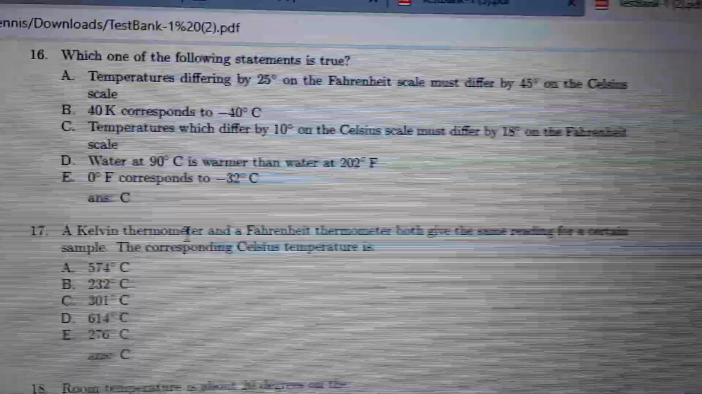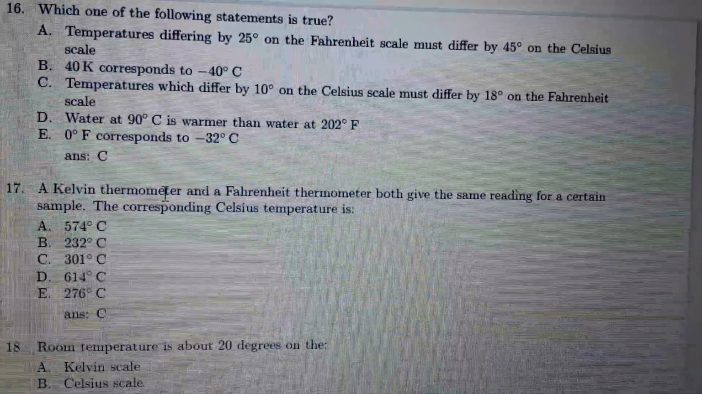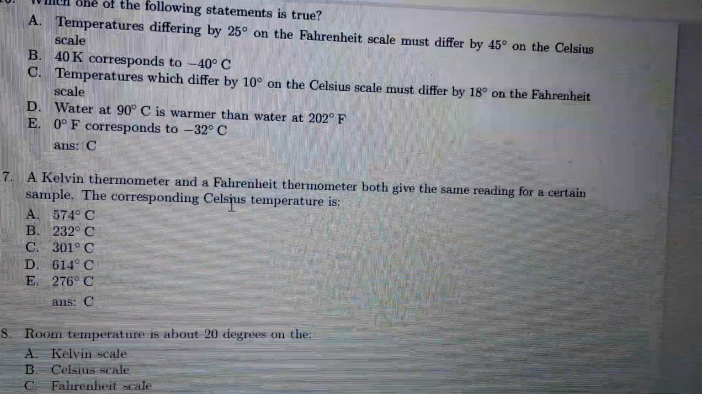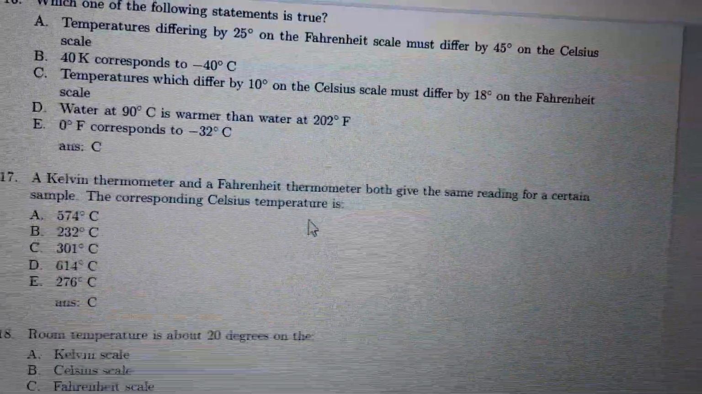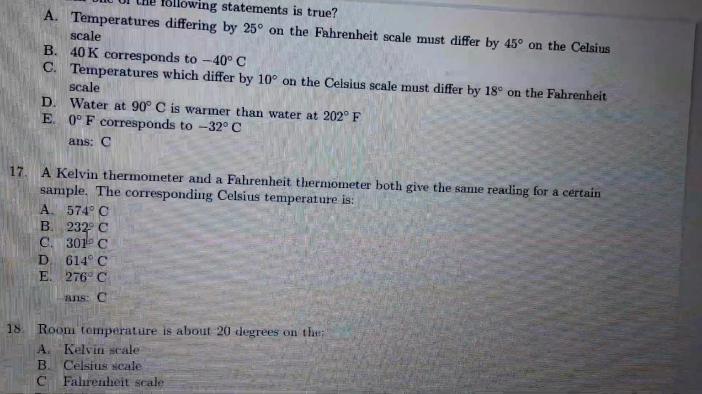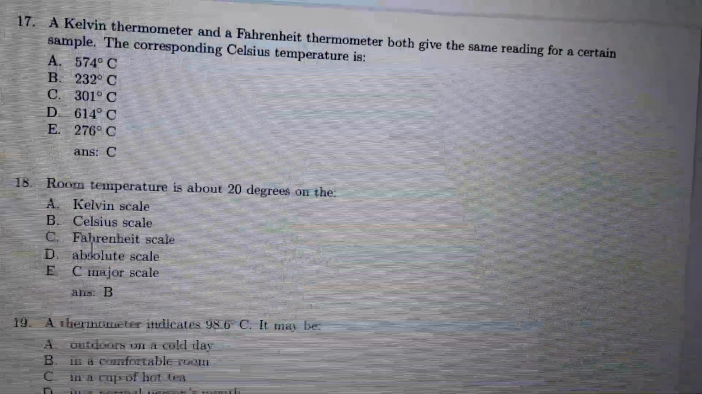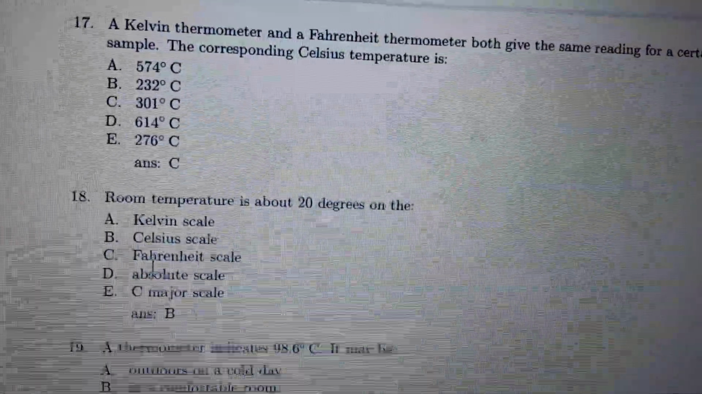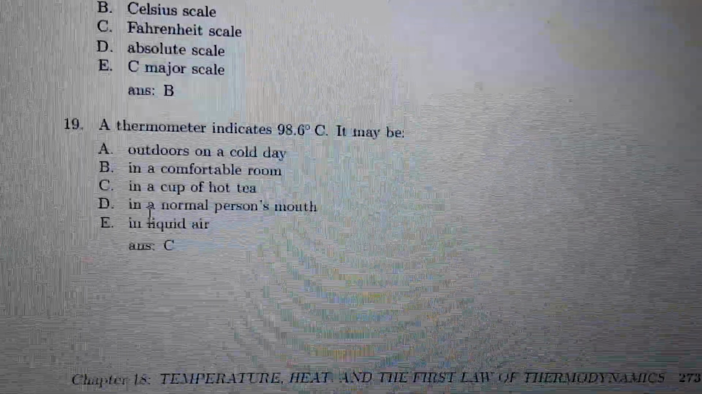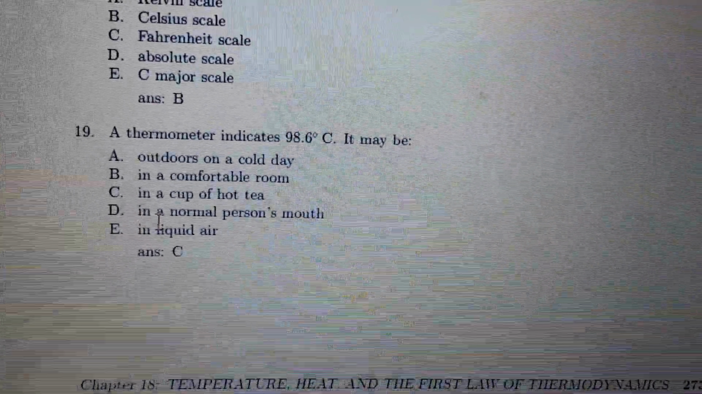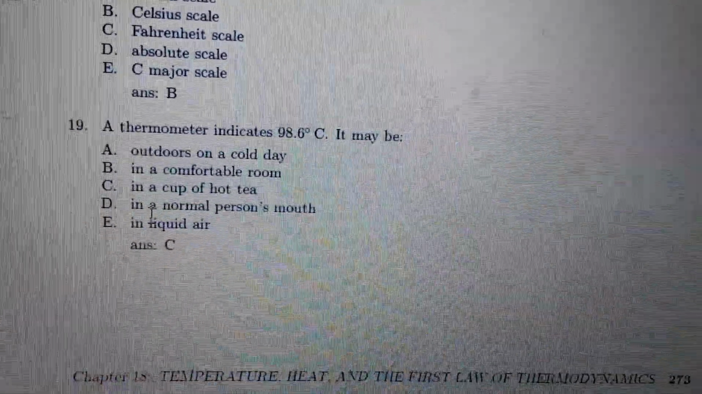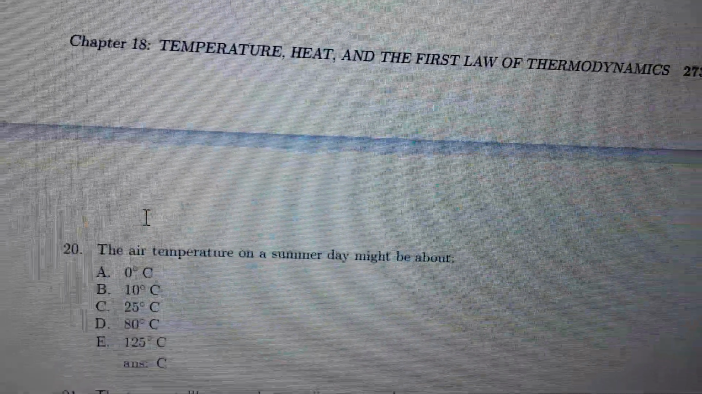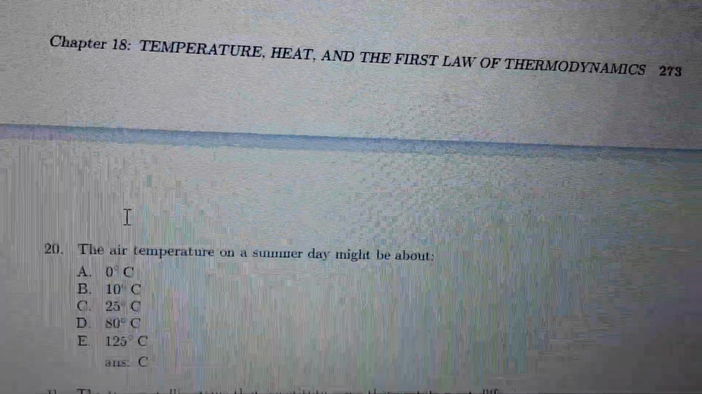A Kelvin thermometer and a Fahrenheit thermometer both give the same reading for a certain sample. The corresponding Celsius temperature is C, 301 degrees Celsius. Room temperature is about 20 degrees Celsius. A thermometer indicating 98.6 degrees Celsius may be in a cup of hot tea. The air temperature on a summer day might be about C, which is 25 degrees Celsius.